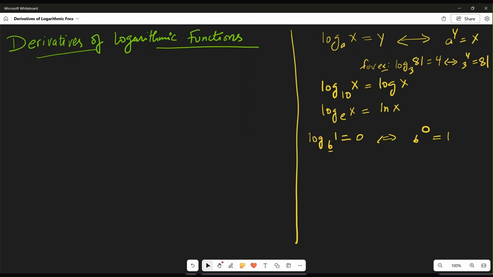And then there's another property. For example, if we have log base 5 of 5, where these two are the same, following this logarithmic function definition, 5 raised to 1 is equal to 5. It could be 8 or 7 here, but the base and argument have to be the same.